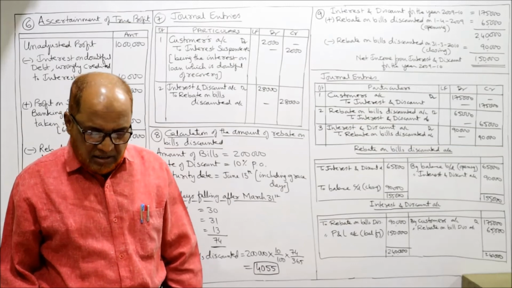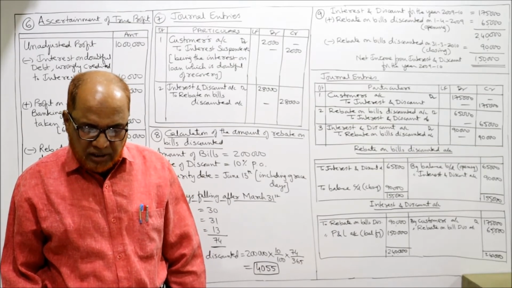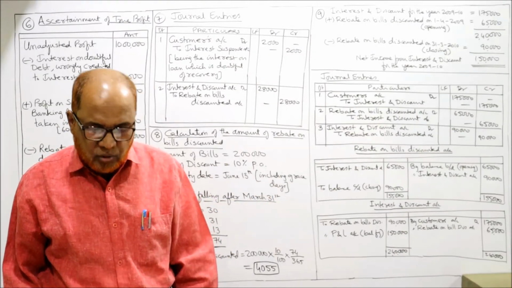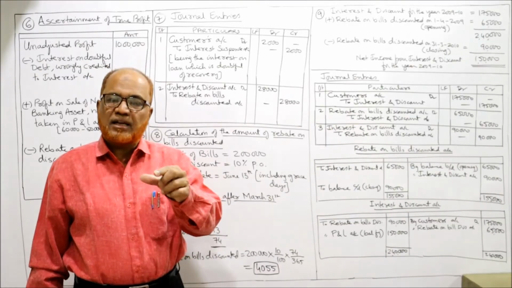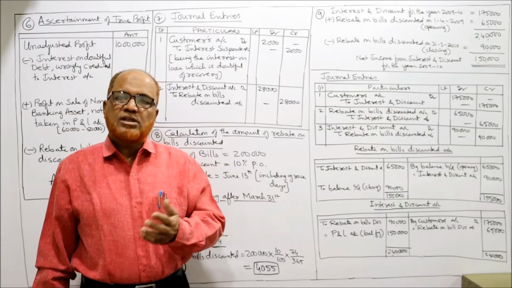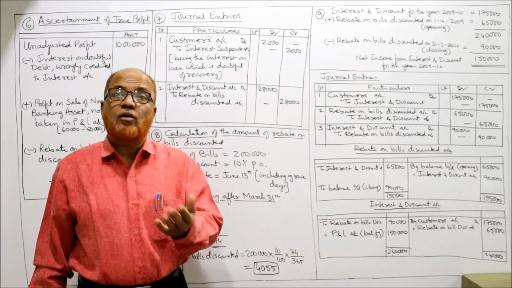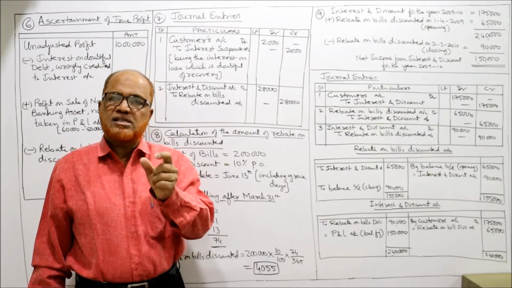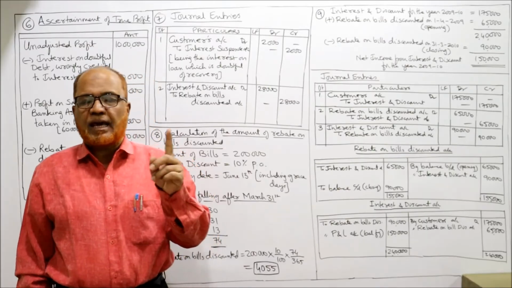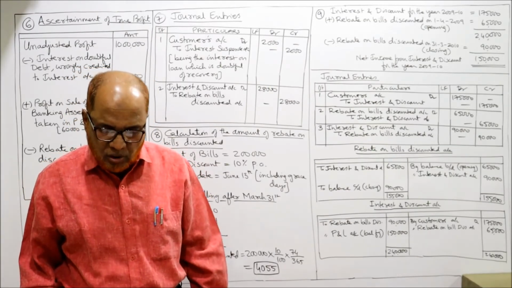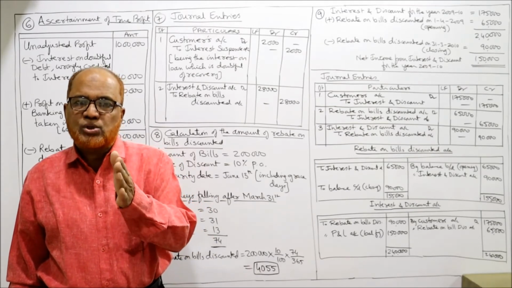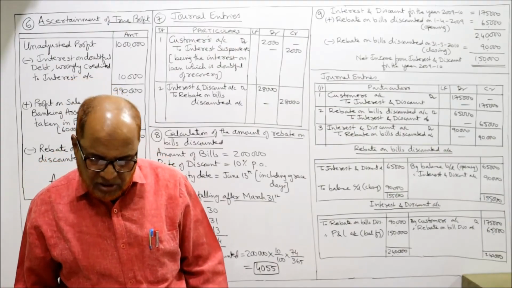It is given that the proportionate discount not yet earned on the bills discounted which will mature during 2010-11 amounted to 90,000. That means this 90,000 is the discount which is related to the next year. So this is the rebate on bills discounted at the end of the year, that is 31st March 2010. At the beginning of the year, 1st April 2009, the rebate on bills discounted was 65,000. And at the end of the year, on 31st March 2010, it was 90,000.